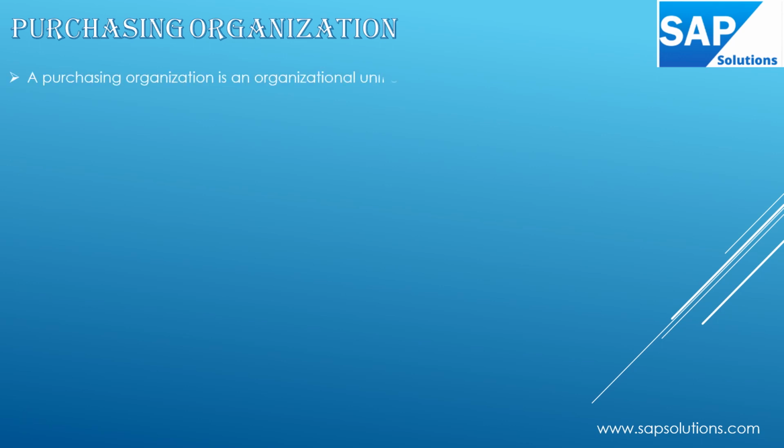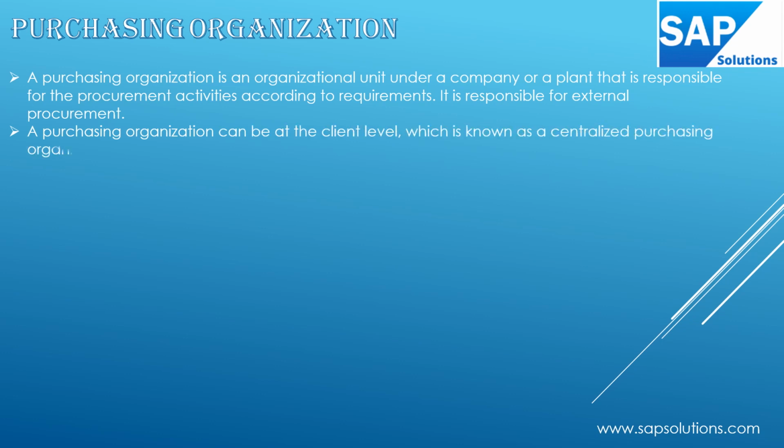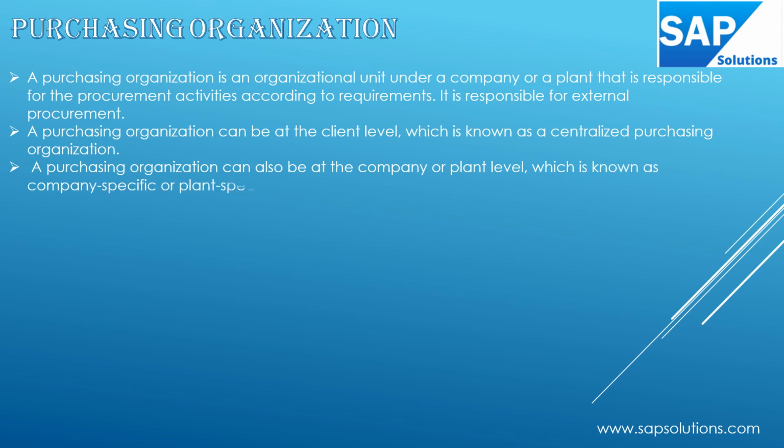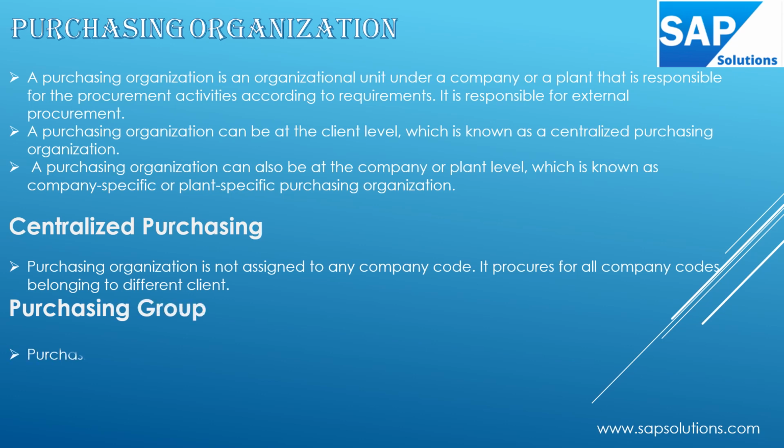A purchasing organization is an organizational unit under a company or a plant that is responsible for the procurement activities according to requirements. It is responsible for external procurement. A purchasing organization can be at the client level, which is known as a centralized purchasing organization. A purchasing organization can also be at the company or plant level, which is known as company-specific or plant-specific purchasing organization. Centralized purchasing: the purchasing organization is not assigned to any company code. It procures for all company codes belonging to a different client.